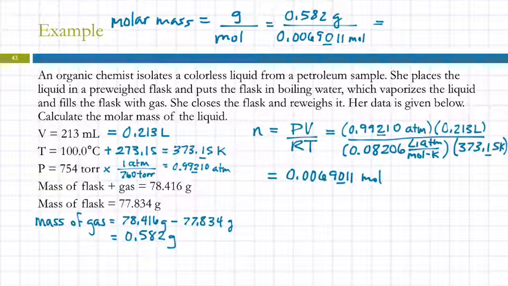0.582 divided by 0.0069011 equals 84.334, so 84.3 grams per mole.